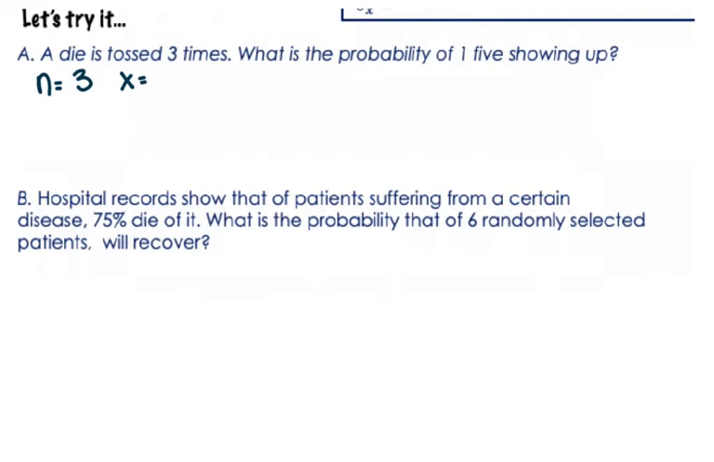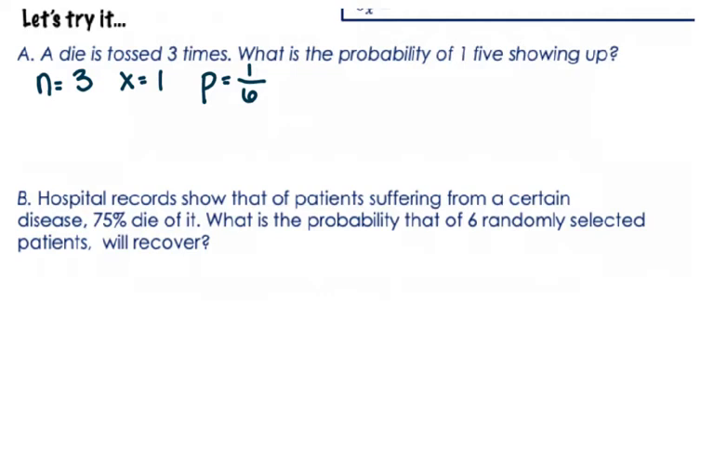X is the number of successes that result from it. So what's the probability of 1, 5 showing up? So 1, it only happens 1 time. And then P is going to be your probability of success. So if you're tossing a die, remember it's a 6-sided die, so it's going to be 1 out of 6.